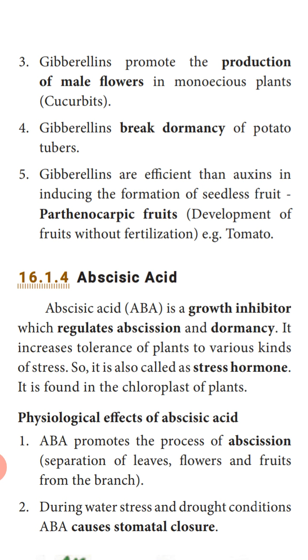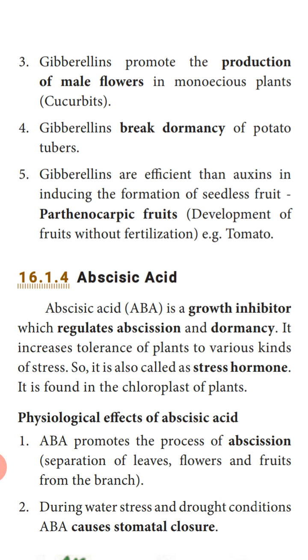The next physiological effect of gibberellin is that it breaks the dormancy of potato tubers. Dormancy means a condition when the plant is alive but not in an active state. As we know, from a potato tuber we can raise a new plant. When these potato tubers are treated with gibberellin, they break the dormancy state, that is the inactive state, and produce buds that can develop into a new plant. So gibberellins break the dormancy of potato tubers.